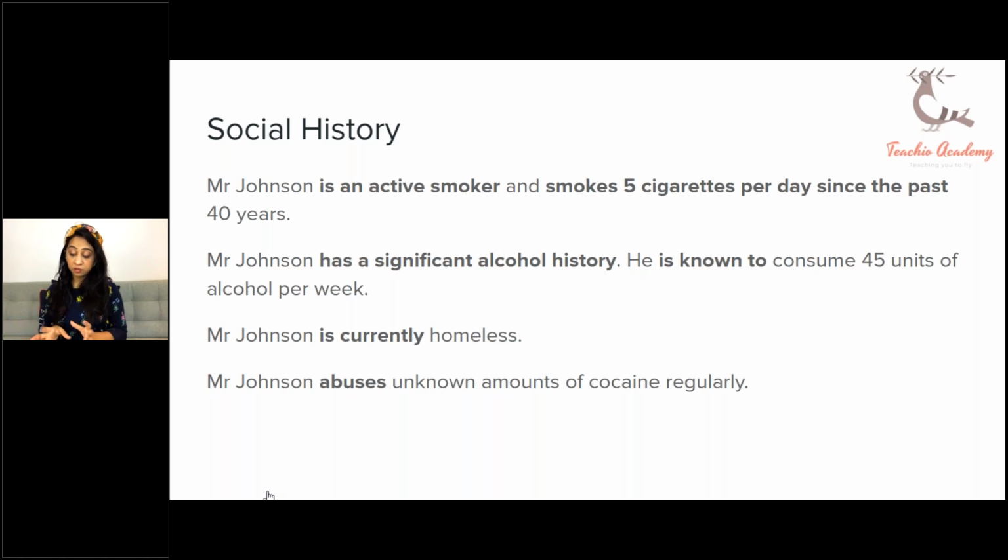If a patient is currently smoking, a good way to write that, and perhaps this is a very common history which does pop up in your OET quite a lot, is when the patient is an active smoker. You can write that as Mr. Johnson is an active smoker and smokes 5 cigarettes per day since the past 40 years. Or if you're talking about pack year history, you can write he has a 40 pack year history of smoking.